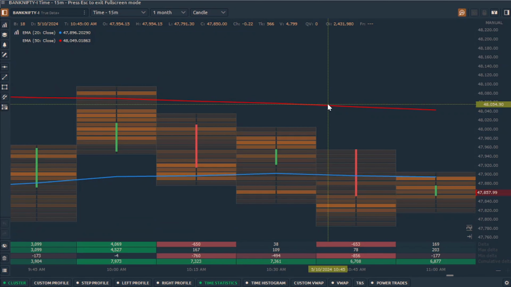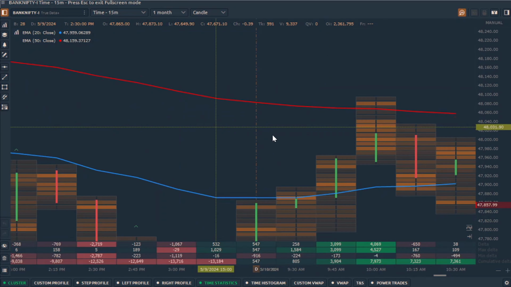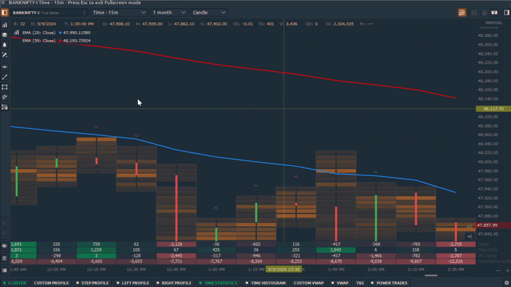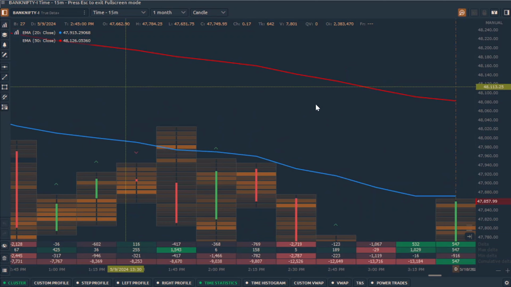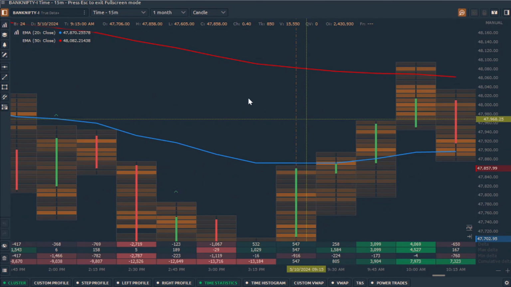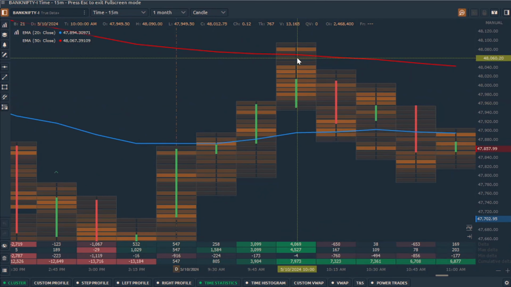So if I look at this chart, right? What you see on the red line, I'm sorry, it's the 10th, on the 10th, right? What you see on the red line is basically EMA 50, and the blue line is EMA 20.